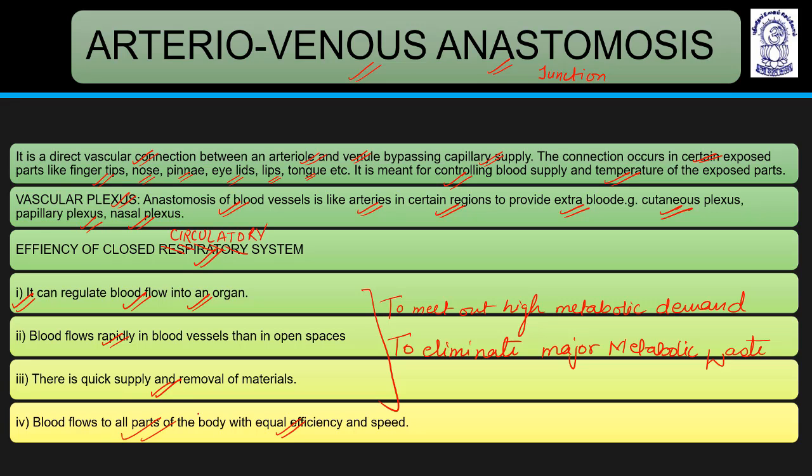closed circulatory system. Because of the closed circulatory system, the blood flow can be distributed, not uniformly, but according to the requirement, to all the body parts. It travels with equal efficiency and speed. There is a quick supply and removal of materials. Blood flows rapidly in the blood vessels than in open spaces. It can regulate the blood flow into an organ.